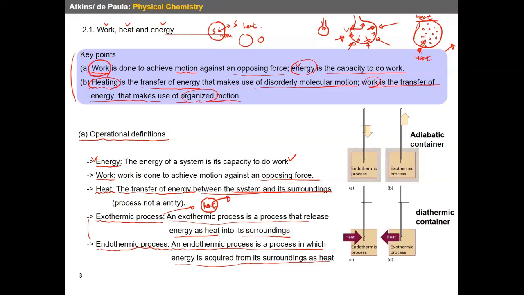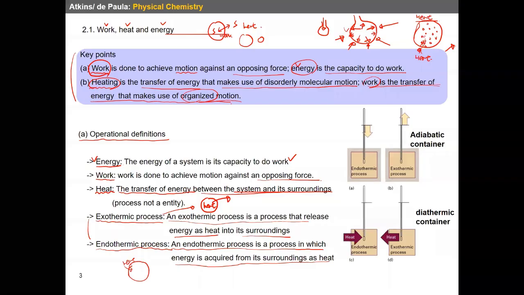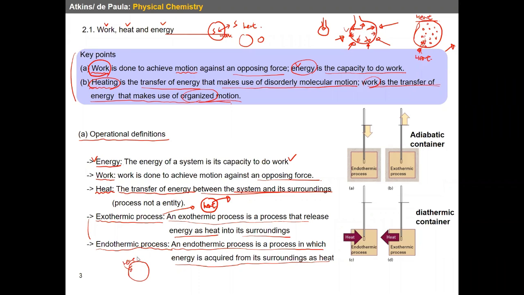An endothermic process is a process in which energy is acquired from its surroundings. What does this mean? In an endothermic process, the system will take over the heat from the outside, so the temperature of its surroundings decreases because the system takes energy from the surroundings.